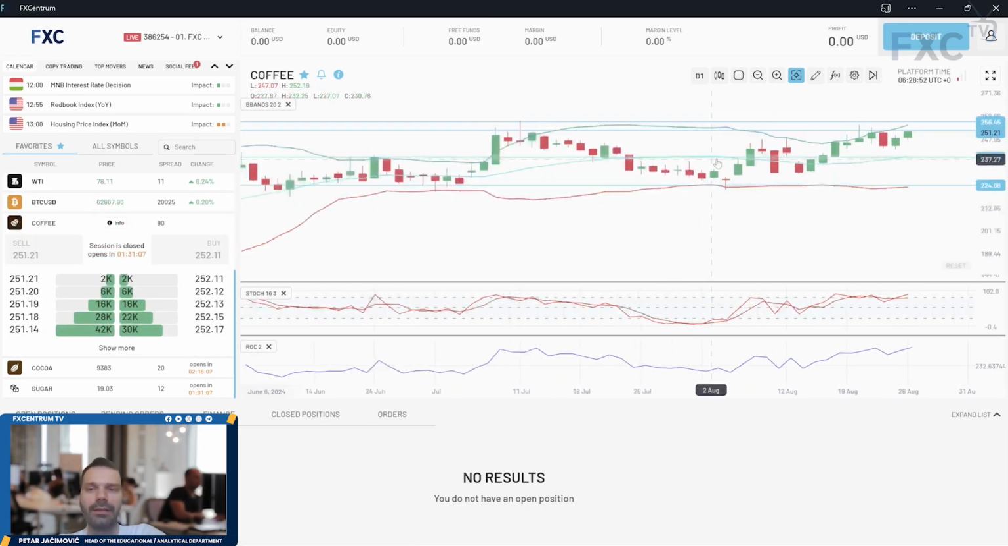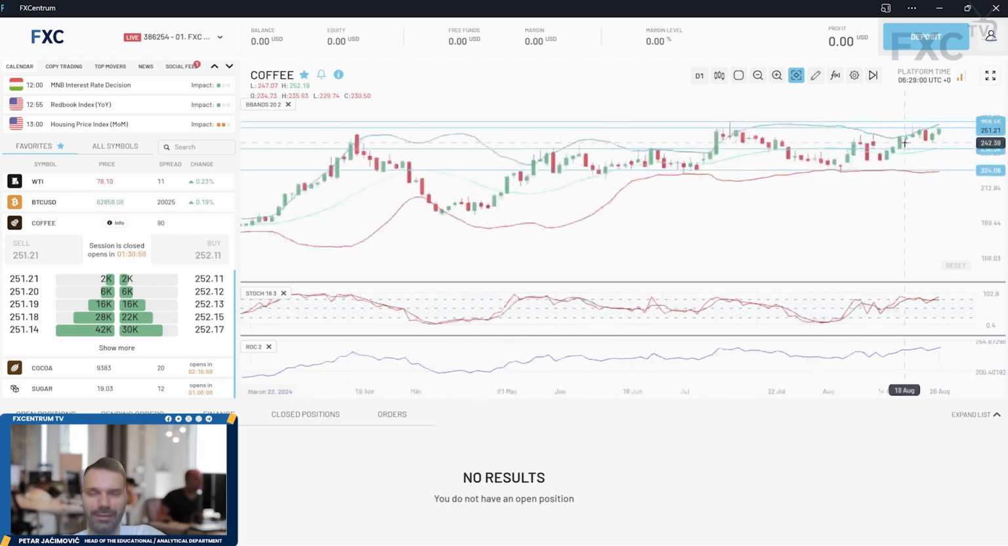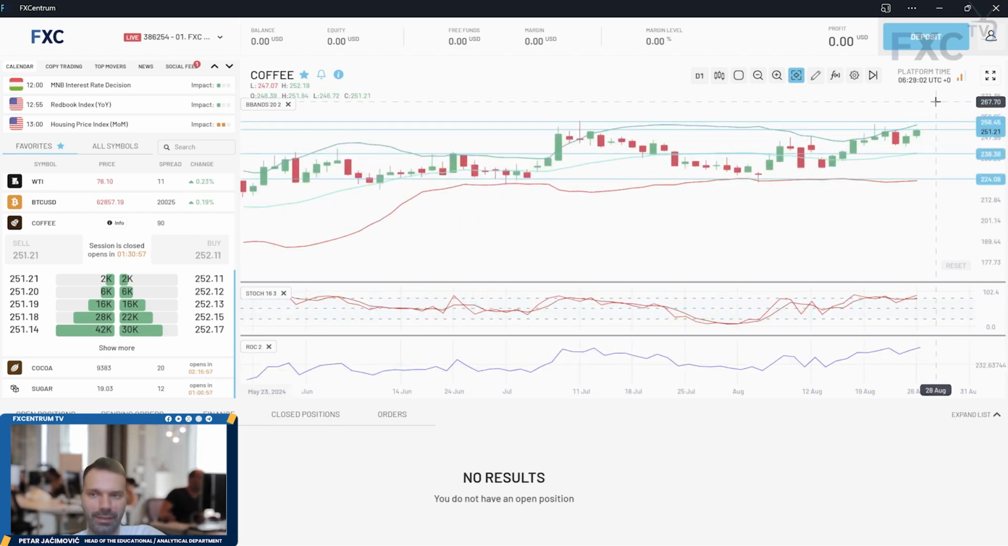On the coffee market, we are testing resistance level. So we can see 2056 is resistance. So there is a chance for the higher prices if we can re-break that level. And then we have basically potential even for 270 or so. So market is trading around the resistance level.